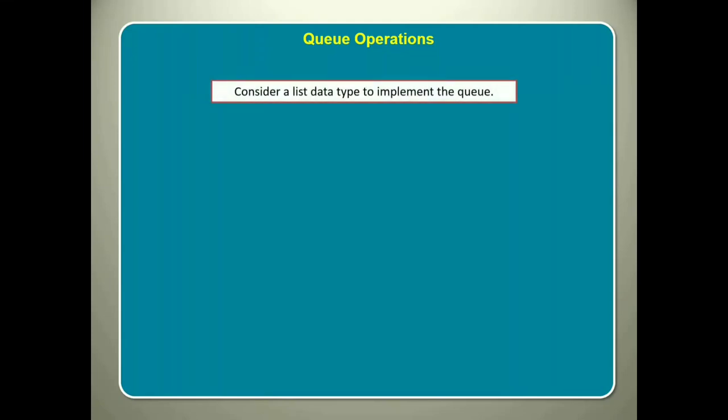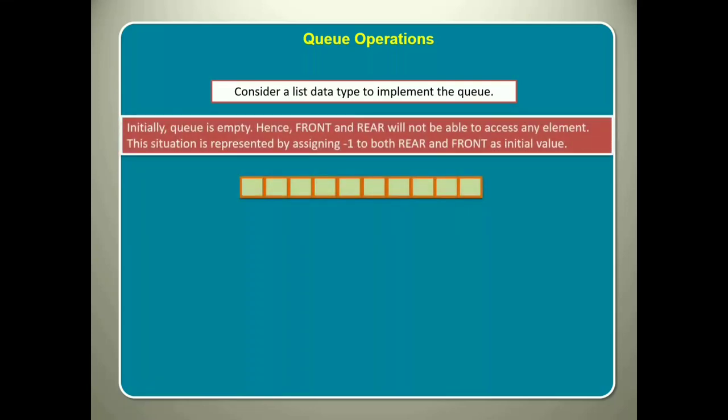Let's understand this with the help of an example. Consider a list data type to implement the queue. Initially, queue is empty. Hence, front and rear will not be able to access any element. This situation is represented by assigning -1 to both rear and front as initial value. F equal to -1, R equal to -1.